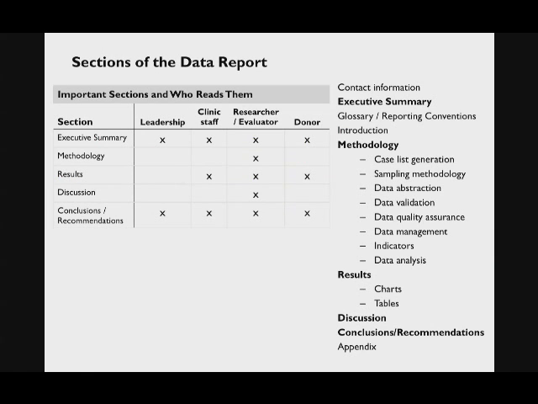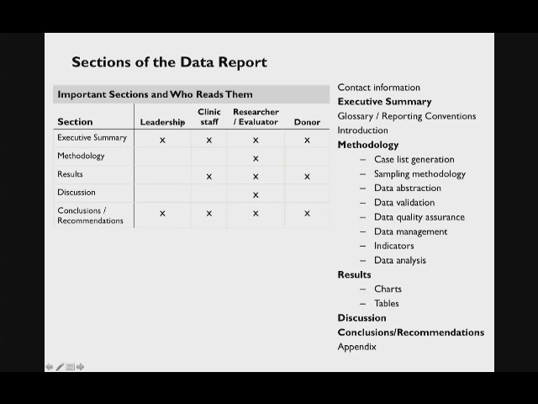So here on the right are the various sections I think should be included in a QI data report. Those highlighted in bold are the ones I'm going to be focusing on in this presentation. And this chart over here is just kind of my interpretation of who I think probably reads each section of these data reports. So of these QI data reports.